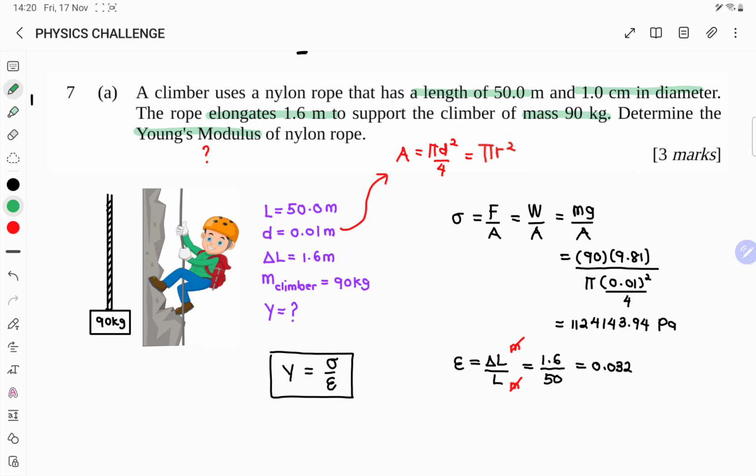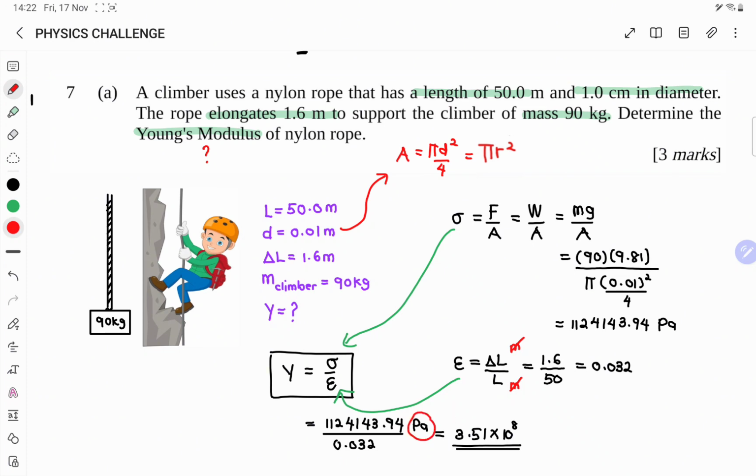The last part is just to substitute the stress and the strain. So the value for the Young's modulus of the nylon rope is 3.51 times 10 to the power 8. The unit will follow the unit of the stress because for the strain we have no unit. So the unit now is Pascal.